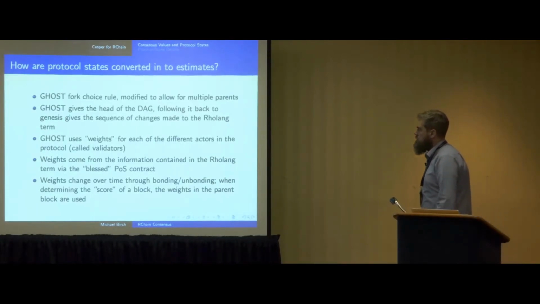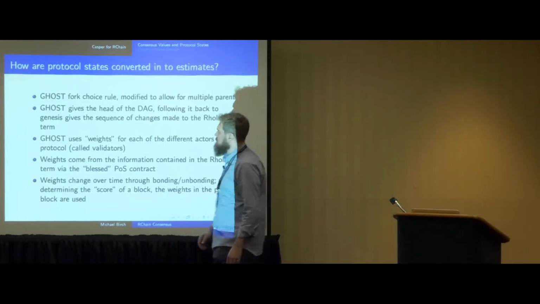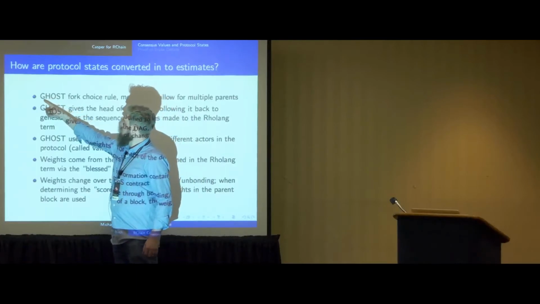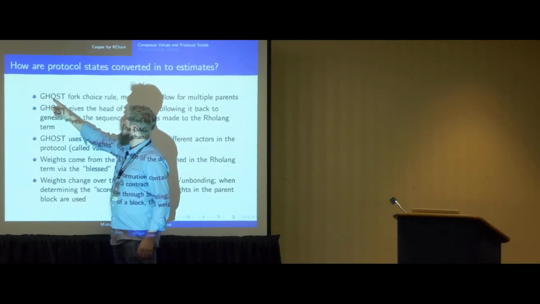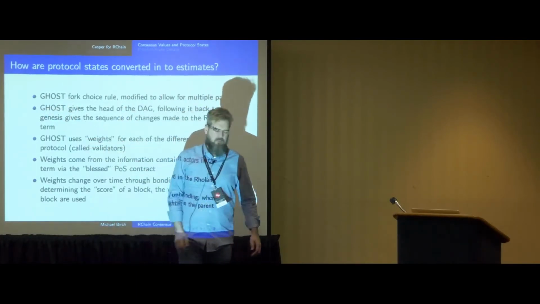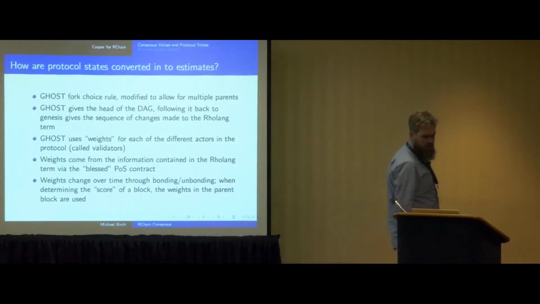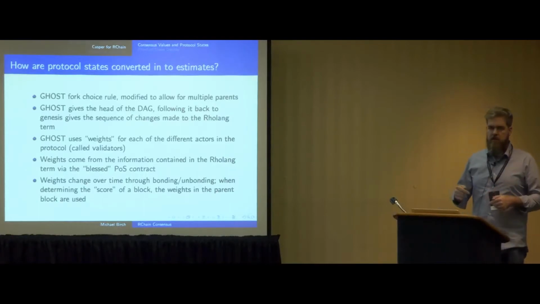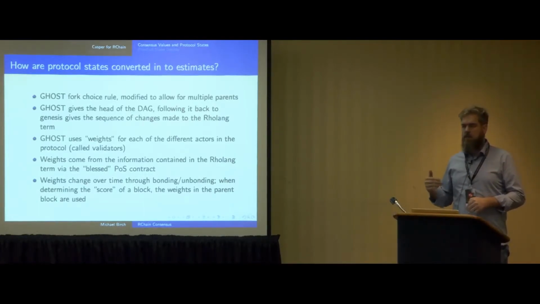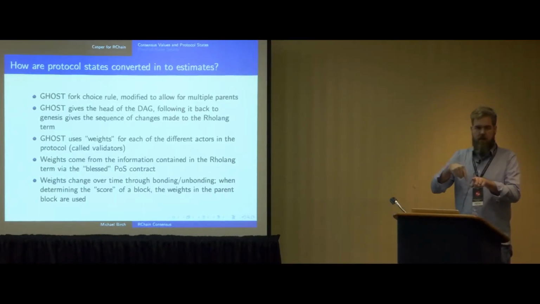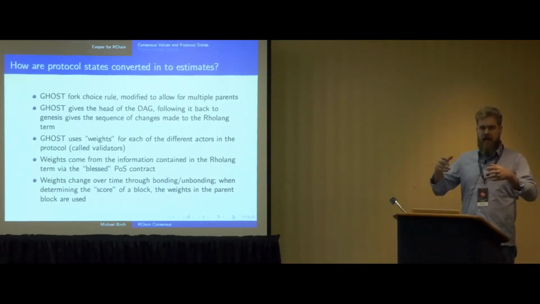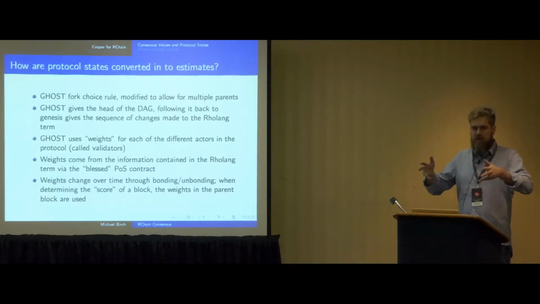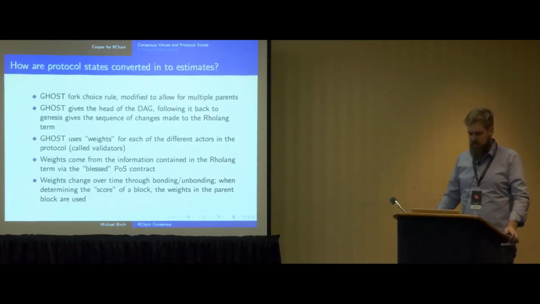GHOST is a fork choice rule. I think this stands for greedy heaviest observed subtree. Is that right? I think that's right. Yeah. It's a fork choice rule modified for multiple parents. So in the Bitcoin approach, you'll always have a single parent that you're forking. Whereas in this one, we've got a DAG, and it's sort of broader than a chain. It sort of flows out.